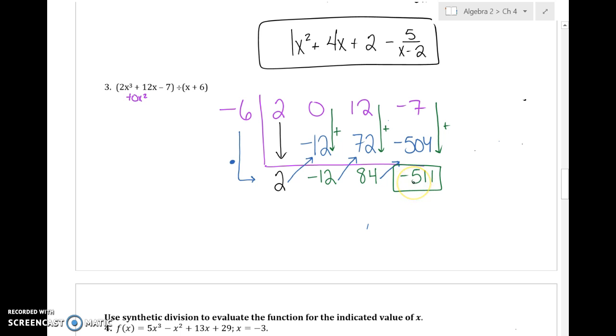Now your answer, because we started with x to the third, our first term is going to be x squared. So this first coefficient goes in front of the x squared term. Then negative 12x plus 84, and your remainder is negative 511. So minus 511 over x plus 6.